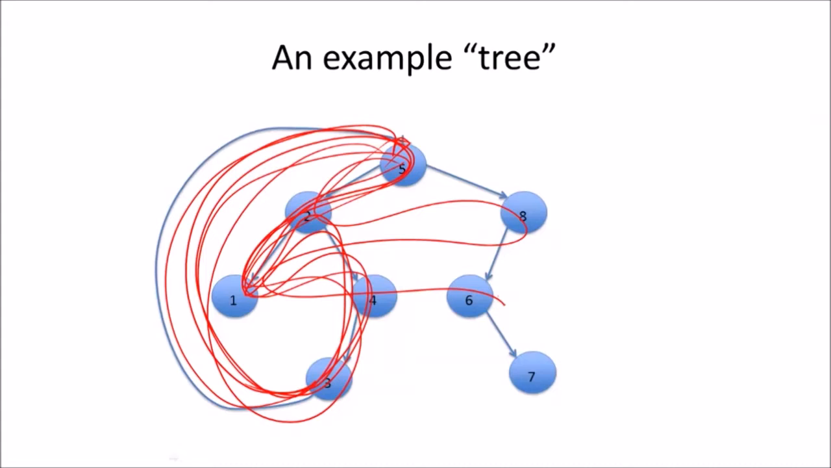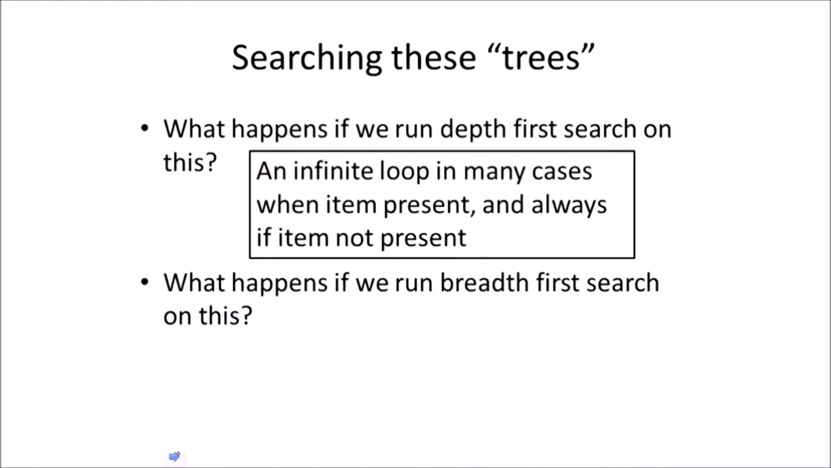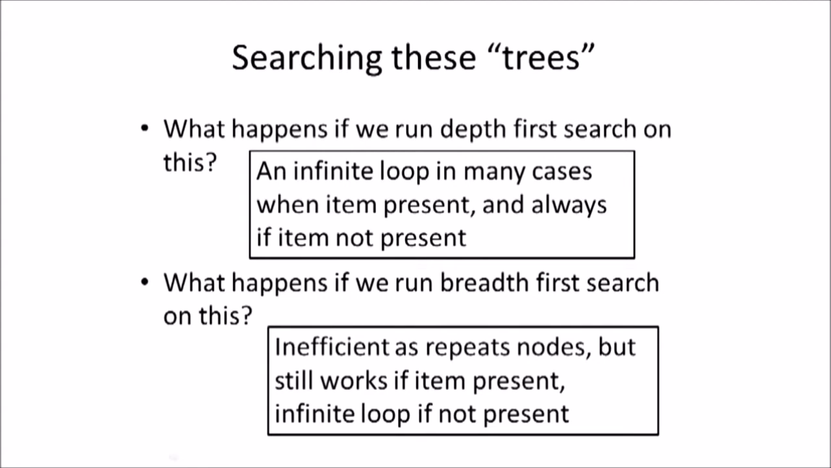Okay, so to summarize this a bit better, if we run depth first in this kind of tree, we've already seen it. We're going to get an infinite loop, and in many cases, even when the item's present. We're always going to get it if the item is not present. And for breadth first, it's going to be less efficient. It will still work if the item's present. It will still find it, but it's not going to work if it's not present, and that doesn't help us any.